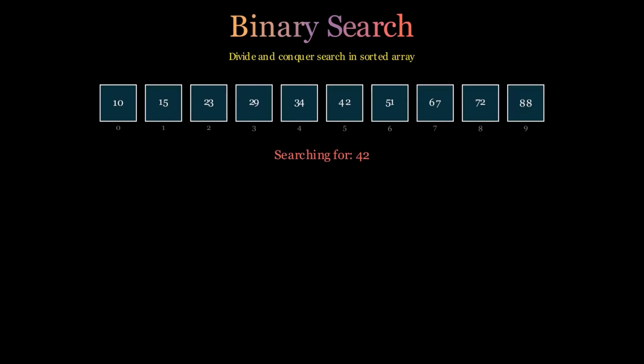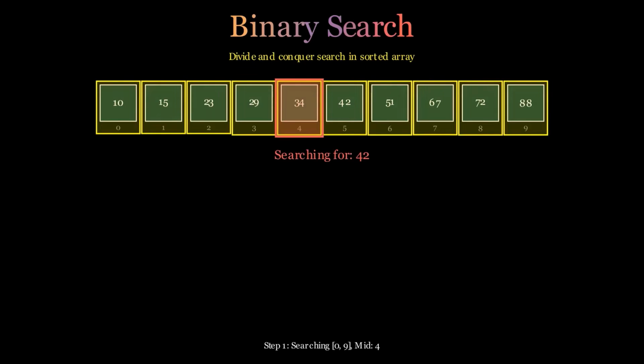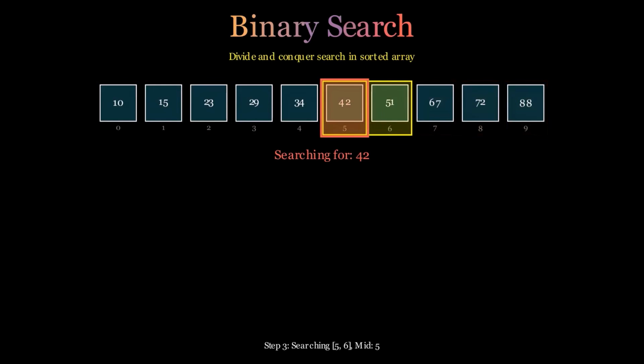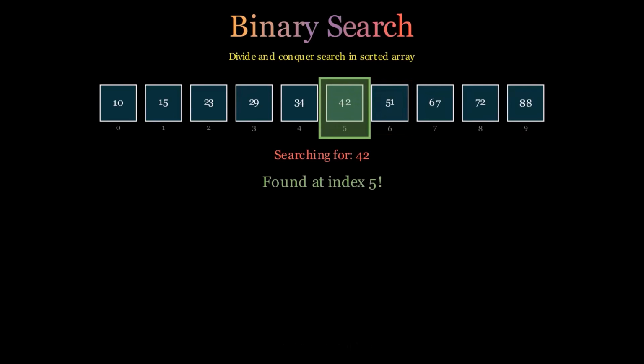Binary search works by first checking the middle element. The middle element here is 34, which is less than target 42, so binary search checks the upper half, the right side. The middle element here is 67, which is greater than 42, so binary search checks the lower half. Once again, binary search recomputes the middle element: 42 is equal to 42. Base case reached. Return success index.